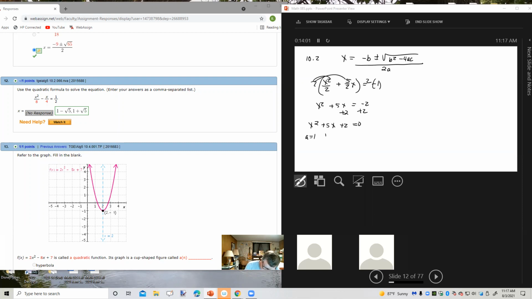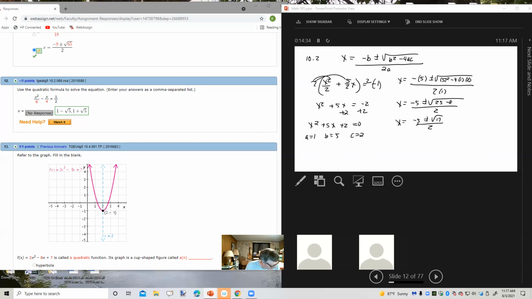So a is 1, b is 5, c is 2. x equals negative b plus or minus the square root of b squared minus 4ac all over 2a. x equals -5 plus or minus the square root of 25 minus 8 all over 2. x equals -5 plus or minus the square root of 17 all over 2.